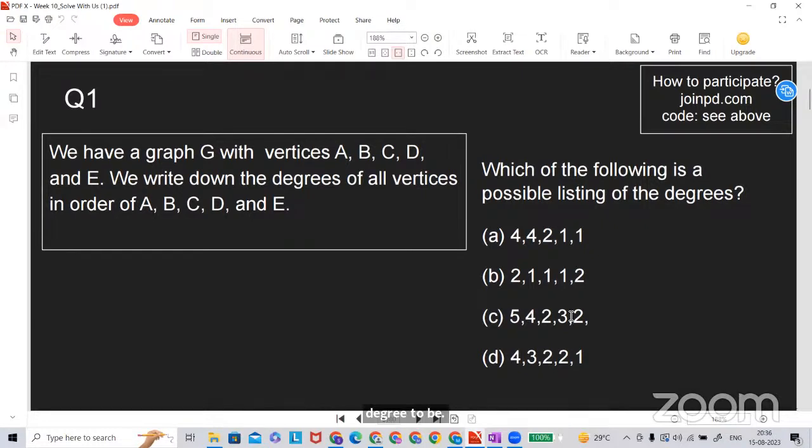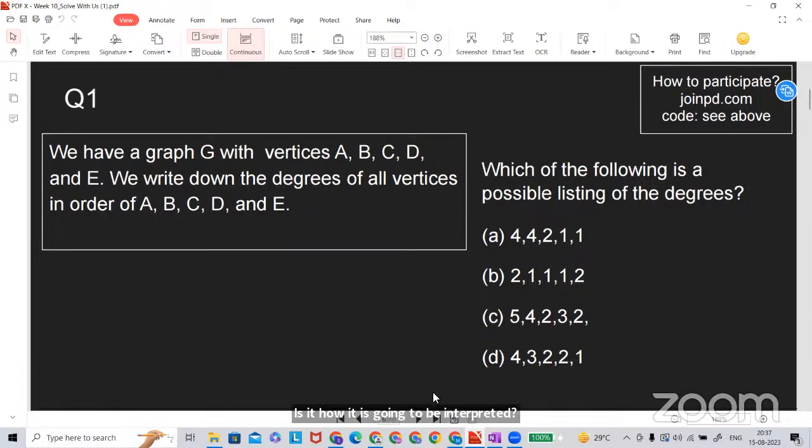So when it says 4, 3, 2, 2, 1, are you suggesting that the vertex A is going to connect with 4 different vertices, and B is going to connect with 3 different vertices? Is it how it is going to be interpreted? Yes. It is how it is interpreted.